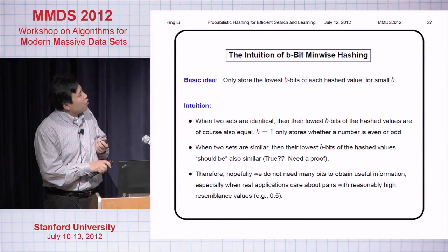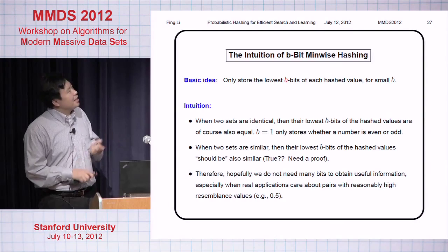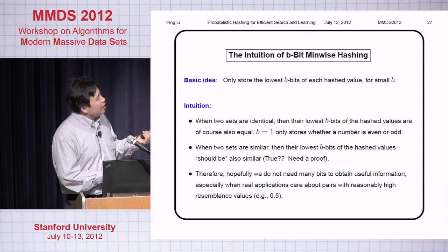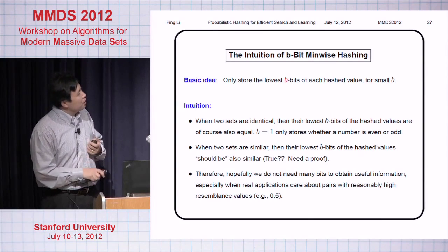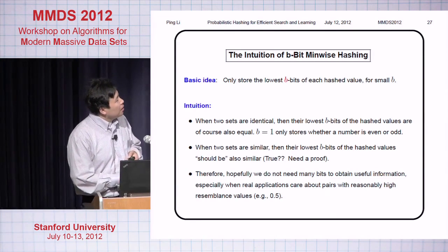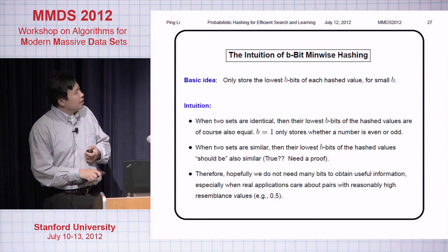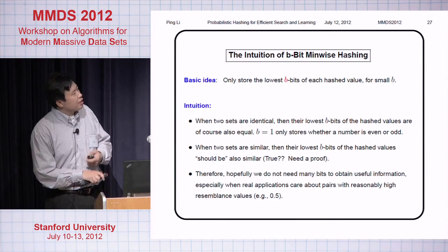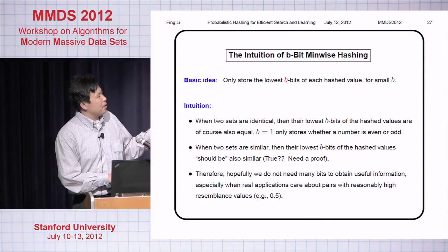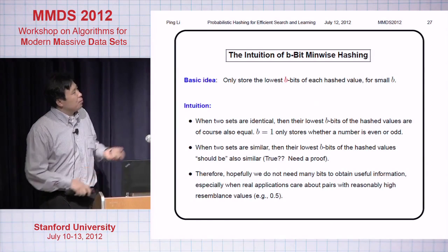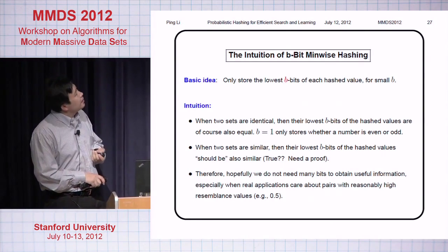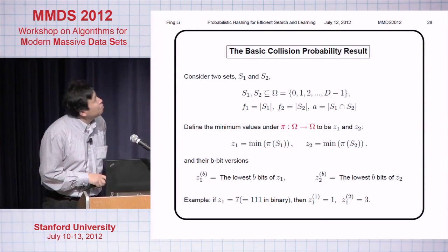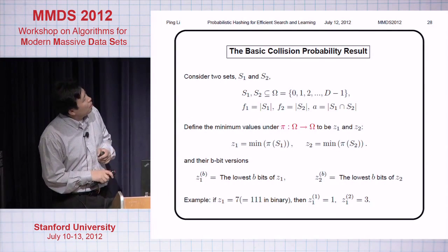And so, of course, when two sets are similar but not identical, then we can conjecture that maybe the lowest b bits should also be similar. We need a proof, but we do have a proof. So hopefully, maybe we do not need too many bits, especially considering applications. For example, duplicate detection only cares about similarities larger than 0.5. So for those applications, maybe you don't need too many bits. So now let's introduce some probability.